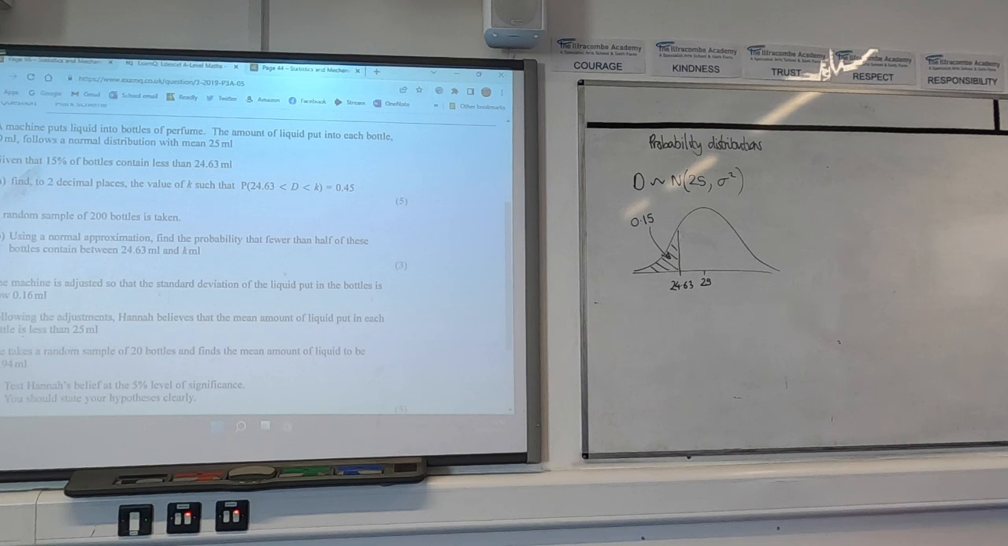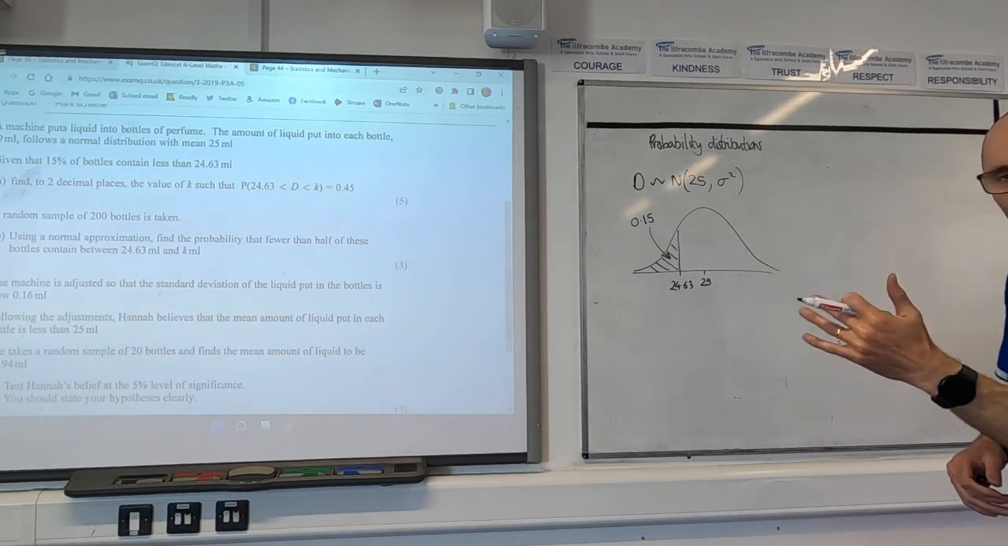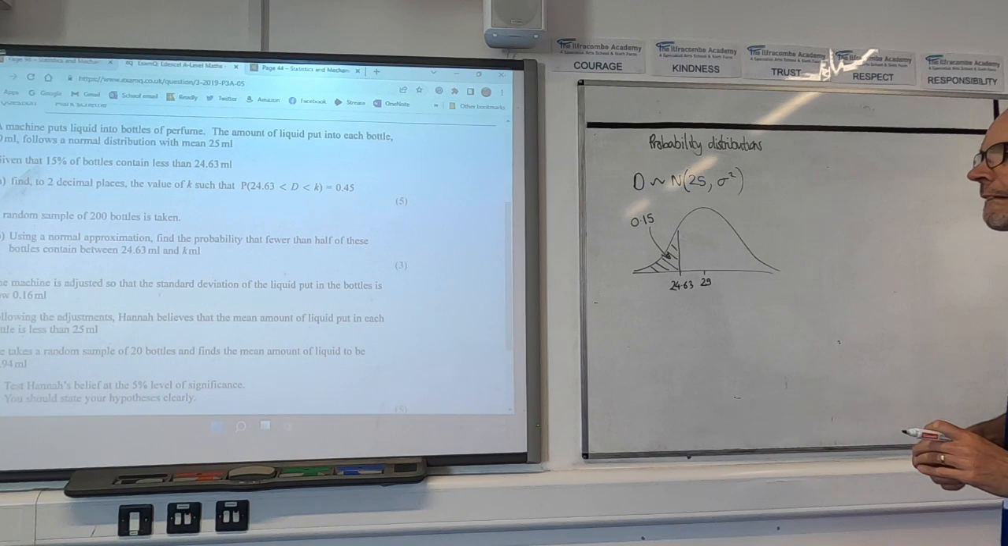So I've drawn that information on my picture, and I always think with both binomial and normal, a sketch is really, really helpful, particularly with hypothesis testing, although that's not the focus of today.